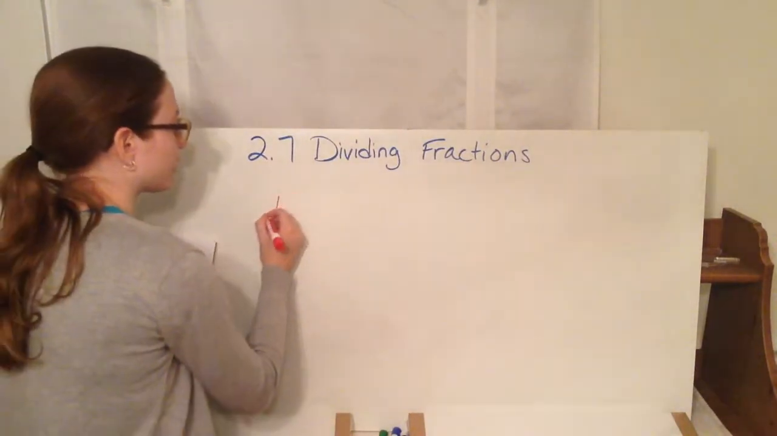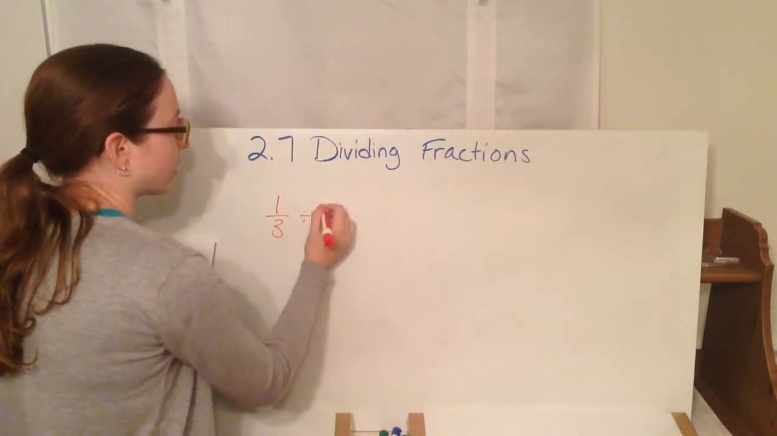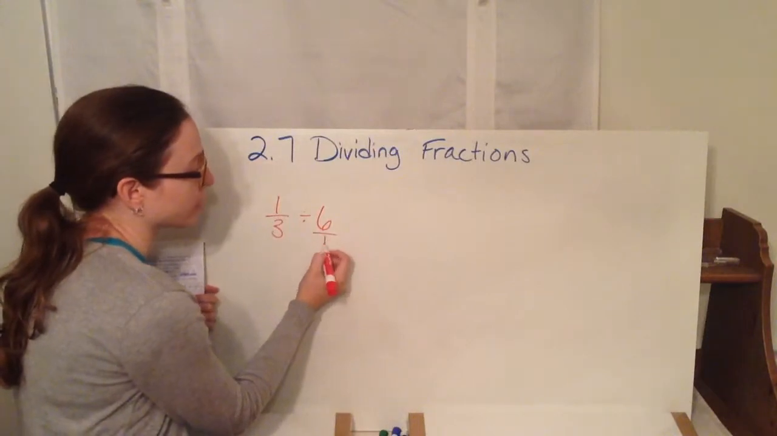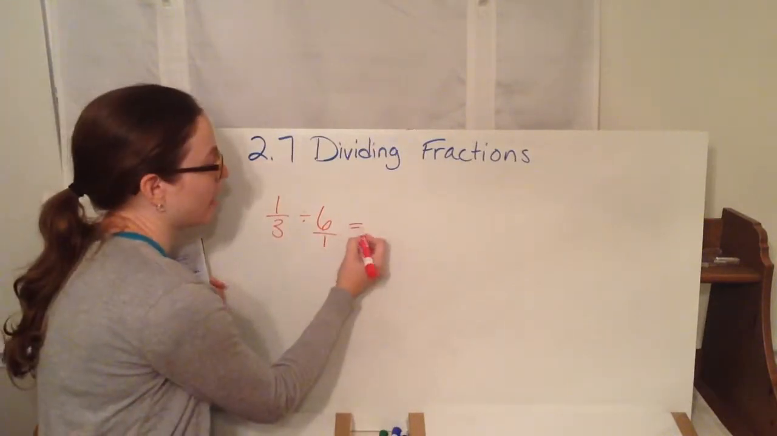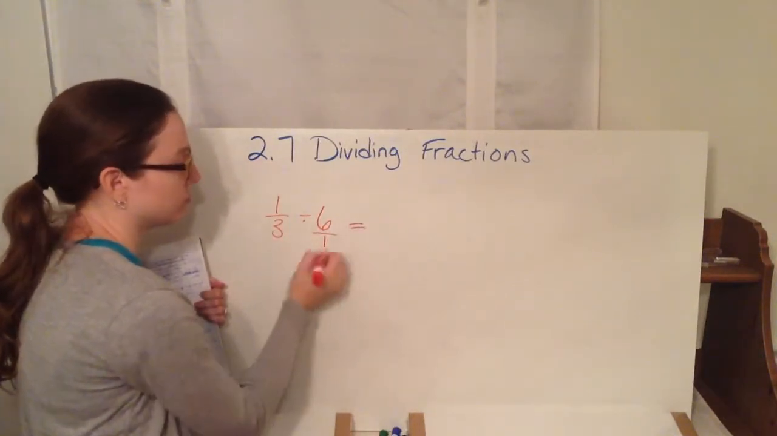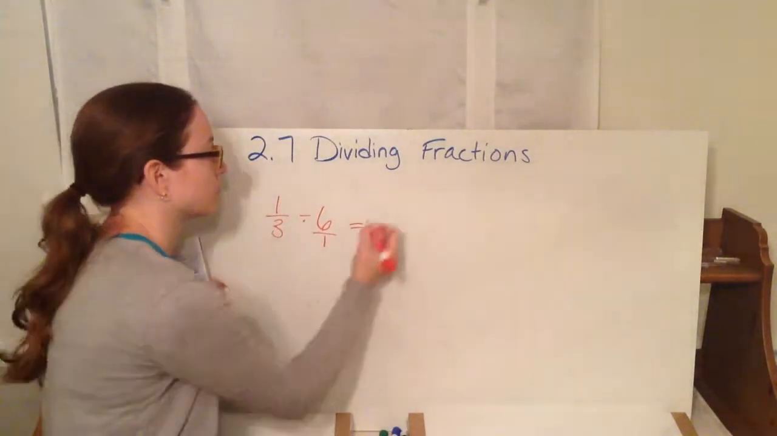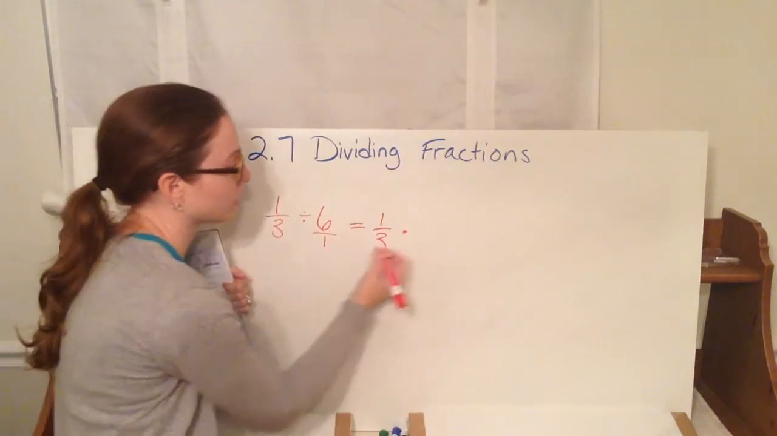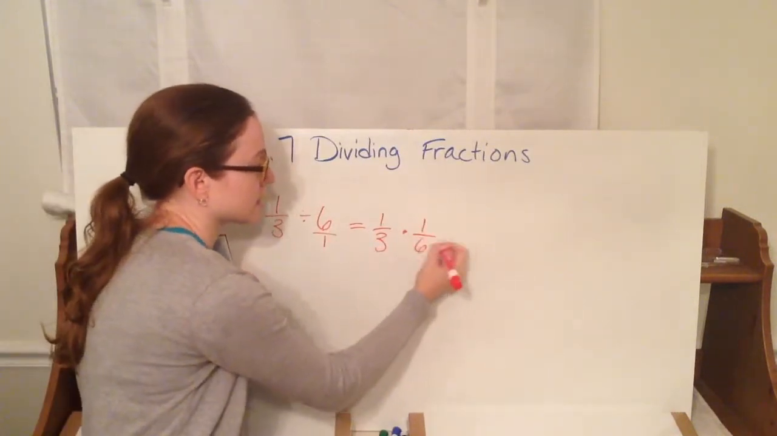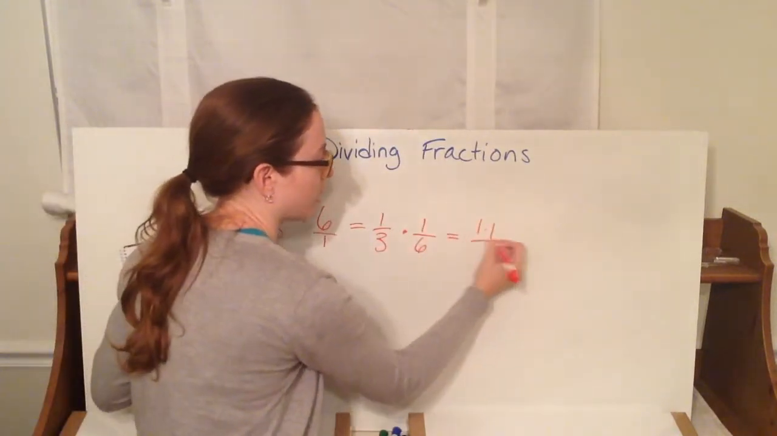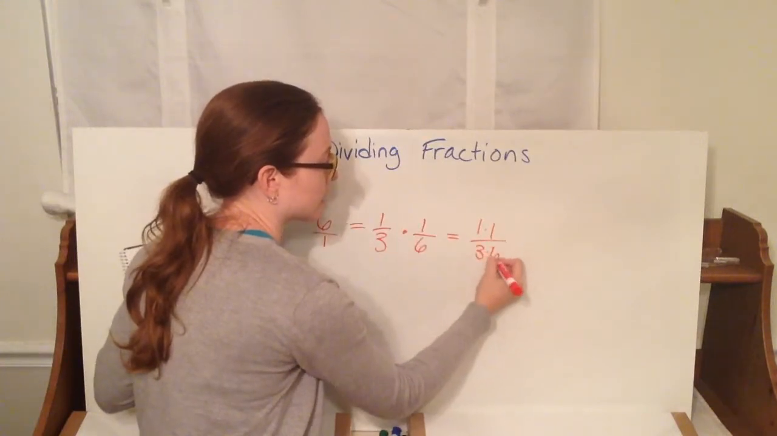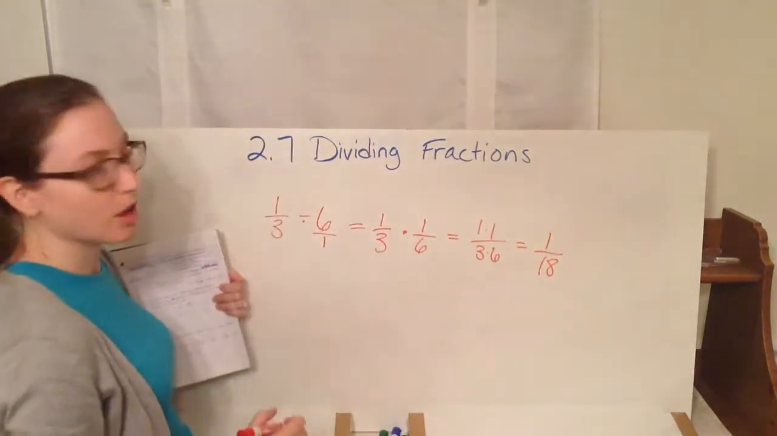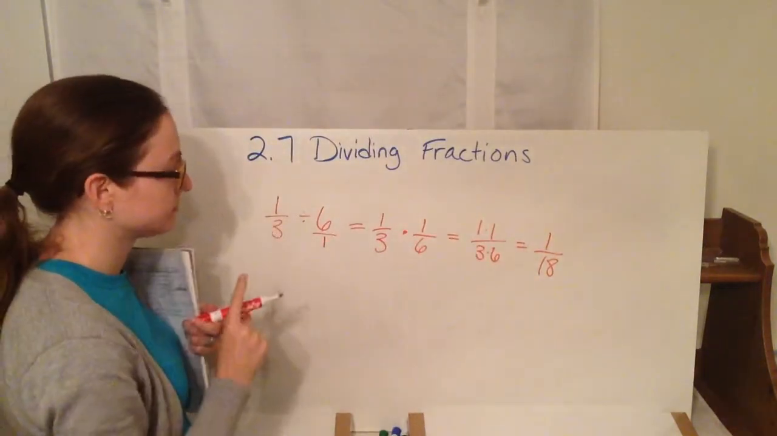So if we have 1/3 divided by 6, I'm going to sneak a 1 under that and rewrite it with multiplying the reciprocal. 1/3 times the reciprocal of 6/1, which is 1/6. I get 1 times 1 over 3 times 6, and 1/18 is the result of this division.